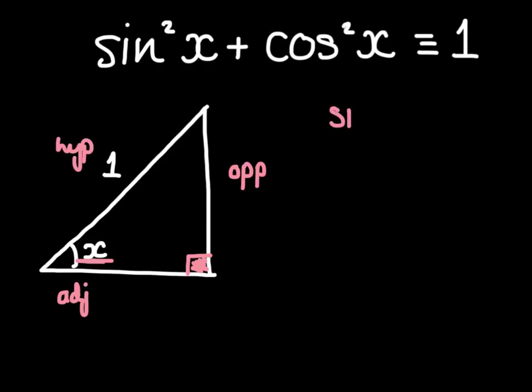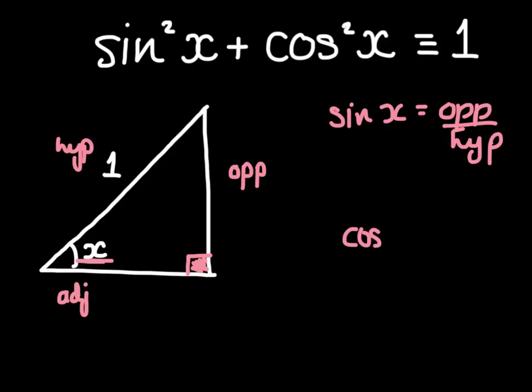Now we know some equations that link these things to the hypotenuse, don't we? We know that sine of our angle x is opposite over hypotenuse. We know that cos of x is adjacent over hypotenuse, and I'm going to stop there, but obviously tan is opposite over adjacent.